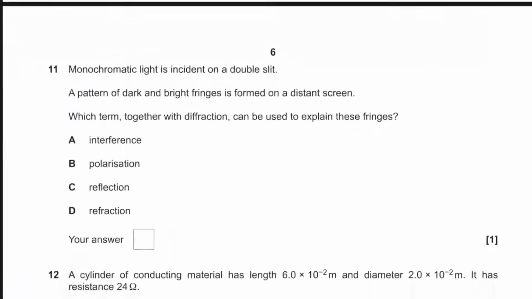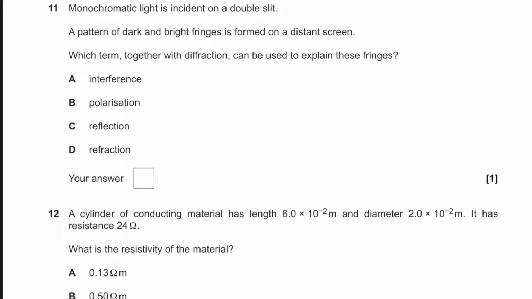There we go. Number 11, monochromatic light is incident on a double slit, and so on. Which term together with diffraction can be used to explain these fringes? Not polarization. Look, we know it's interference, don't we? Because it's constructive and destructive interference. That's why we get them. Not polarization, not reflection, not refraction. It has to be A. Easiest multiple choice question of all time.